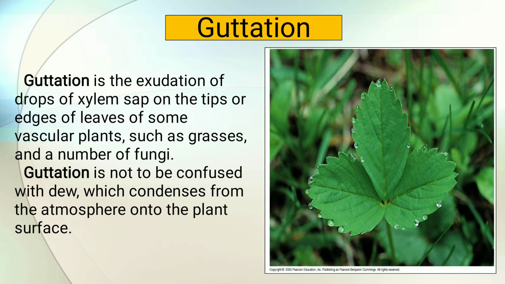Then the next point is guttation. Guttation is the exudation of a drop of xylem sap on the tip or edges of leaves of some vascular plants such as grasses and a number of fungi. You see the small droplets. This is not dew. This is the guttation process.